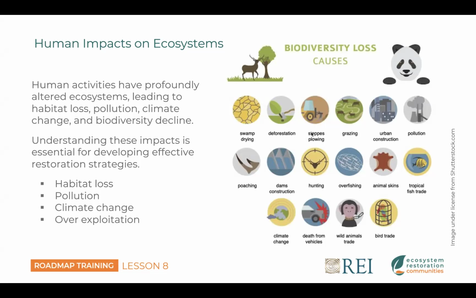deforestation, plowing, grazing, urban construction, pollution, poaching, dam construction, hunting, overfishing, animal skins, tropical fish trade, climate change, death by vehicles, wild animal trade, and bird trade. So all of these things are impacting biodiversity loss. Now, how do we stop them? When you're working on a project, you look at, what are the different things that are impacting that site? How do I minimize the impact? How do I stop the impact so that the biodiversity can recover on that site?